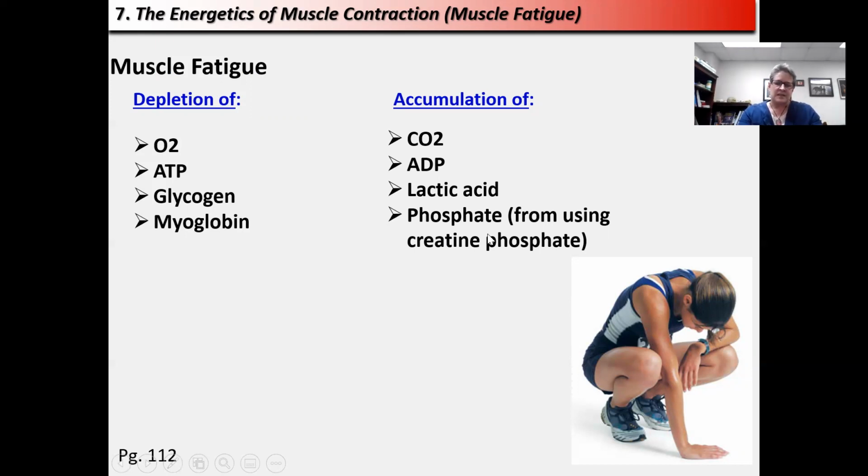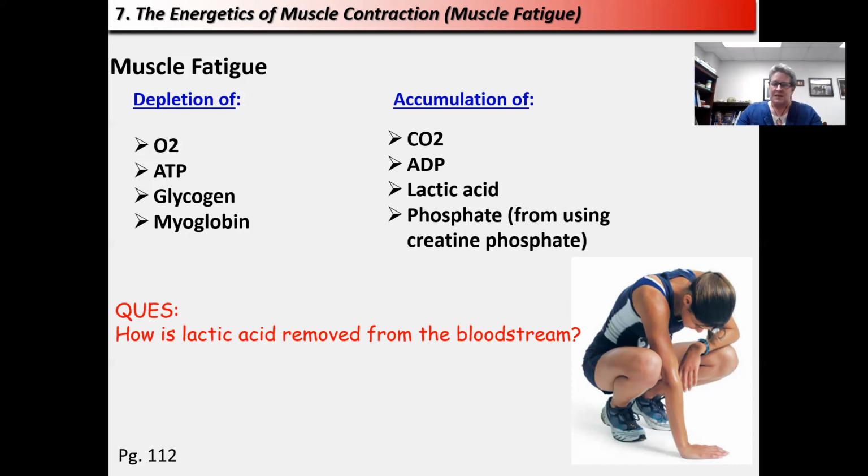So, speaking of lactic acid buildup, what removes lactic acid from the bloodstream? Because if it were to remain there, it would make the blood pH acidic. So this goes back to chapter 2, part 1, cell metabolism. And if you guessed the Cori cycle, which is happening in the liver, you'd be correct.